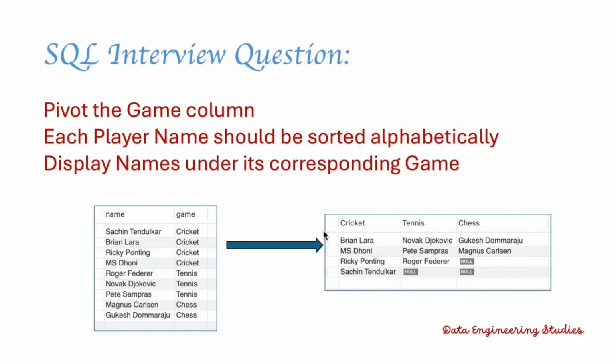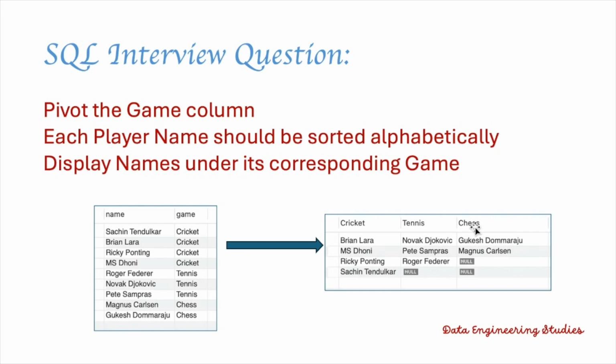Here is our output. We have cricket, tennis and chess as the column names and the corresponding players are sorted alphabetically. For example, in cricket, Brian Lara is populated first because it starts with B. Similarly, for tennis, Novak is populated first, followed by Pete Sampras and Roger Federer. Similarly, the chess players are also sorted alphabetically. The first player is Gukesh and the second player is Magnus Carlsen.